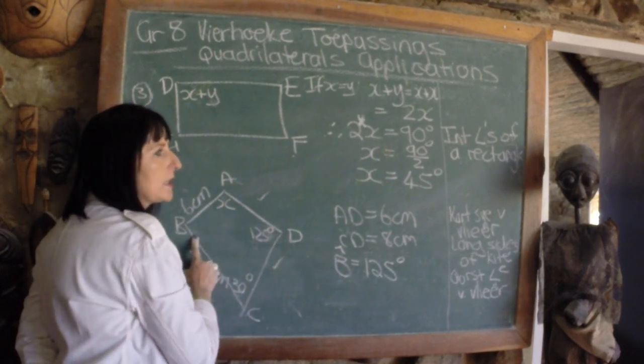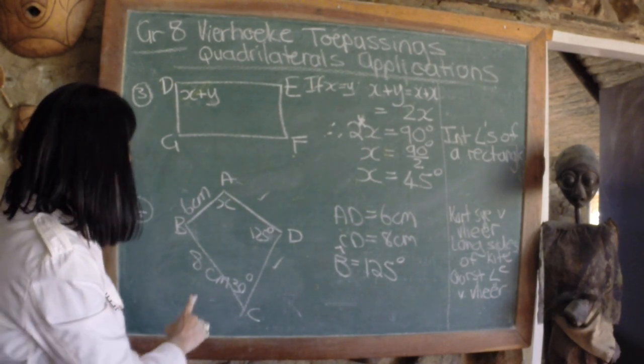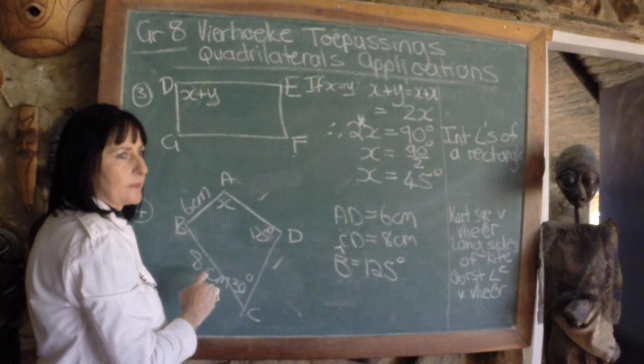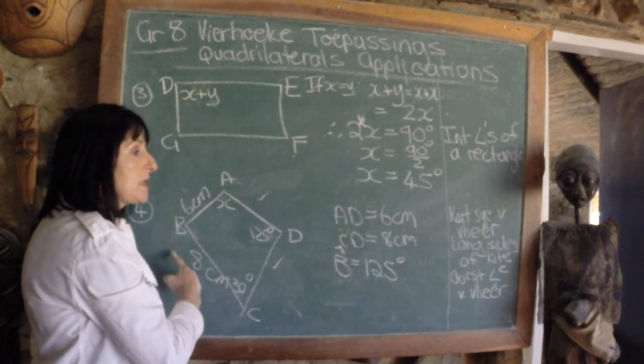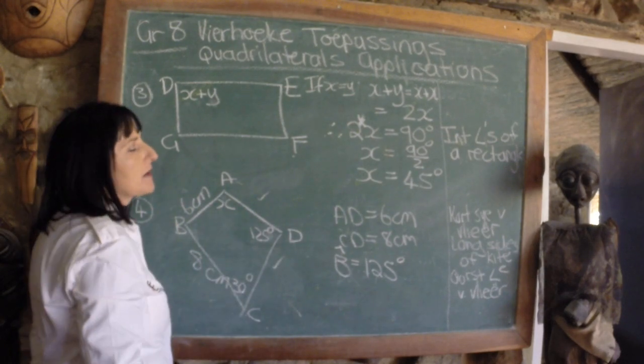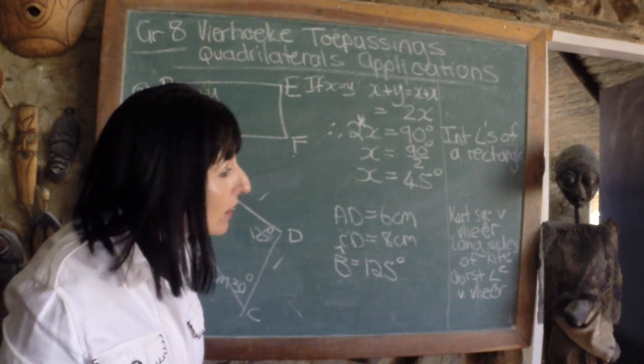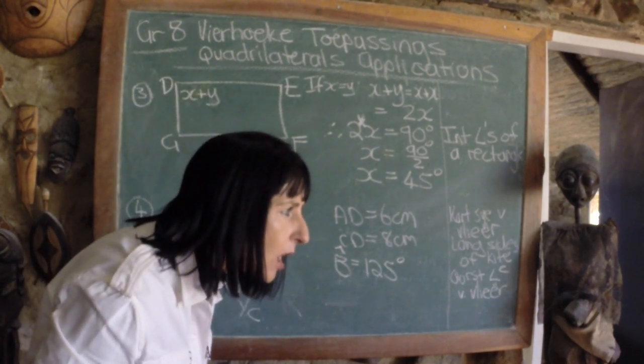Only these two are equal. That's a property of my kite. So now, how big is that one? One of the properties of a quadrilateral is if you add up all the interior angles, it gives you 360 degrees. Baie belangrik en julle moet dit onthou, graad 8.